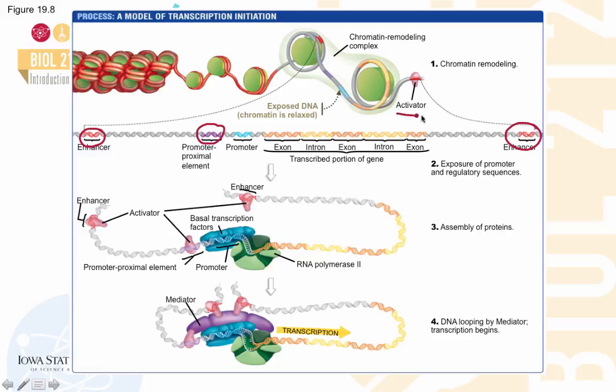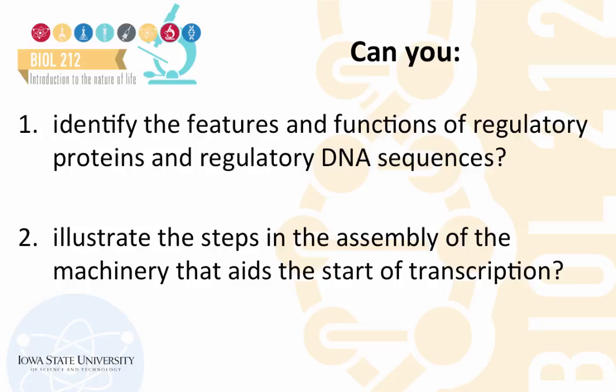Regulatory proteins, for example activators, then bind these regulatory sequences within the DNA that then facilitates the assembly of basal transcription factors at the promoter, which then leads to the recruitment of RNA polymerase II to complete the assembly. The mediator complex proteins connect the regulatory proteins to the basal transcription complex, finally leading to the start of transcription of the gene. This concludes the section on regulation of transcription.